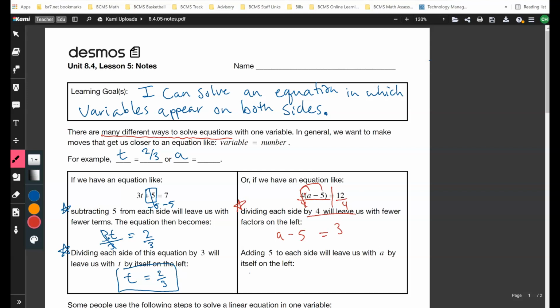So a step I could actually do there would be to divide by 4. I could have distributed and then tried to solve it as a two-step equation from there, but I can also look at this and say, how could I make this smaller in terms of the number of factors? So I could also make it a division step.